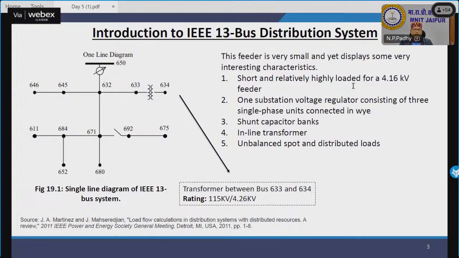Now, if you see the one-line diagram of the 13 bus system, there is a transformer between bus number 633 and 634, rated 115 kV versus 4.16 kV. So there is one transformer, and then you have an AVR, a voltage regulator, at the top, as you could see, and these are the loads. It's a very classical system, one all of us have used in the past.